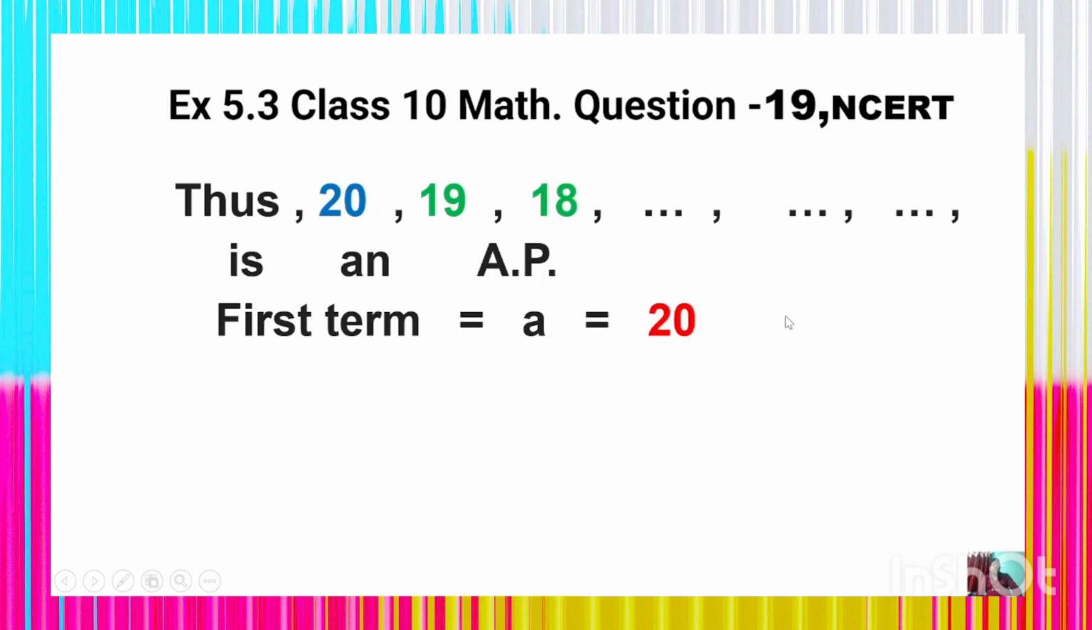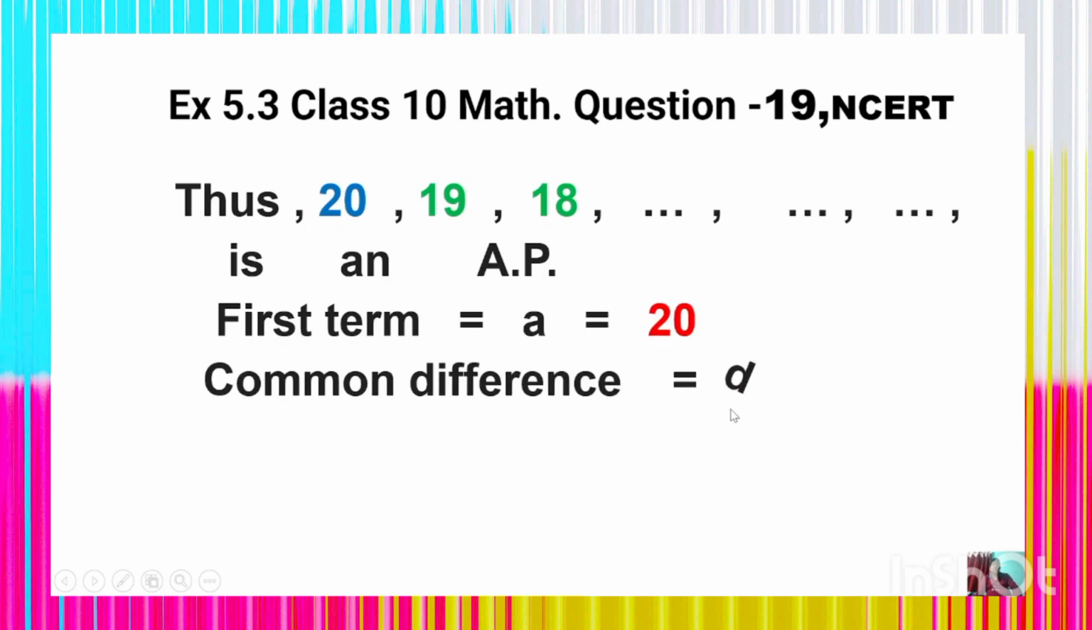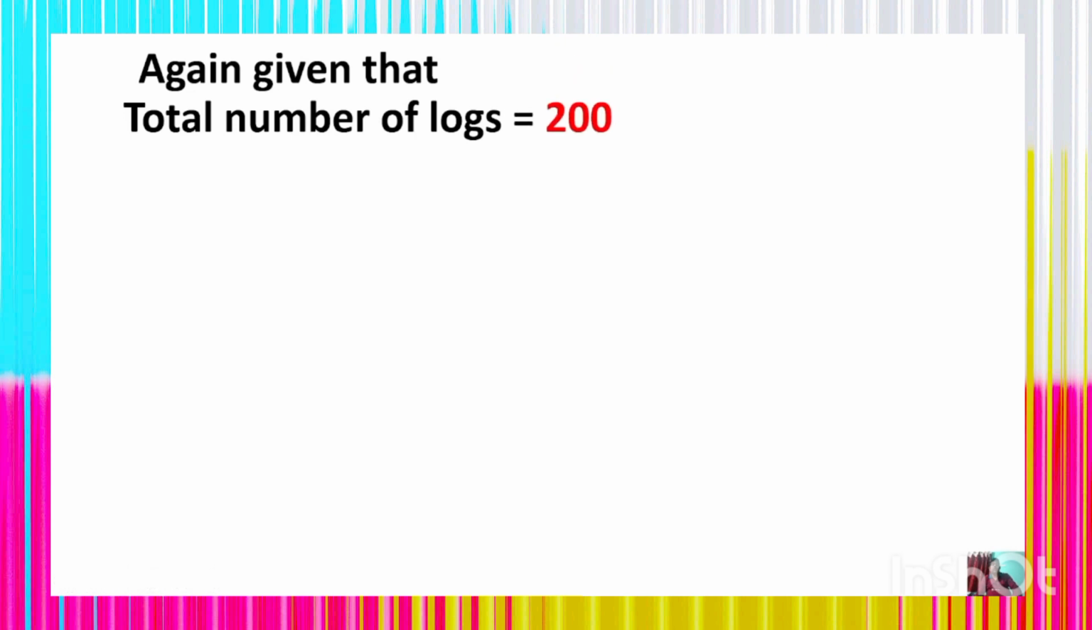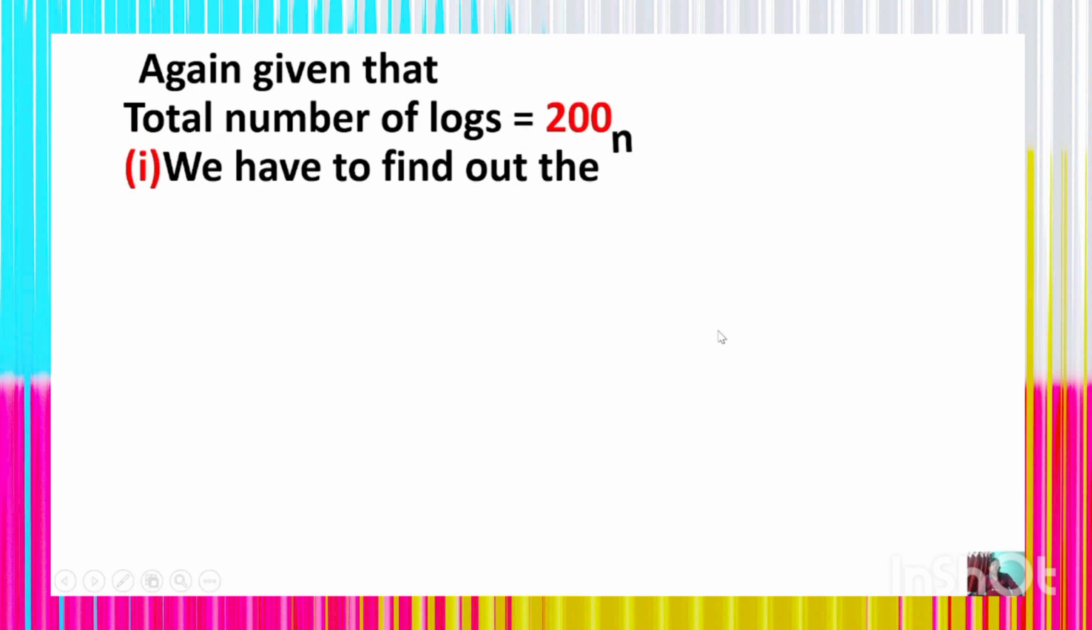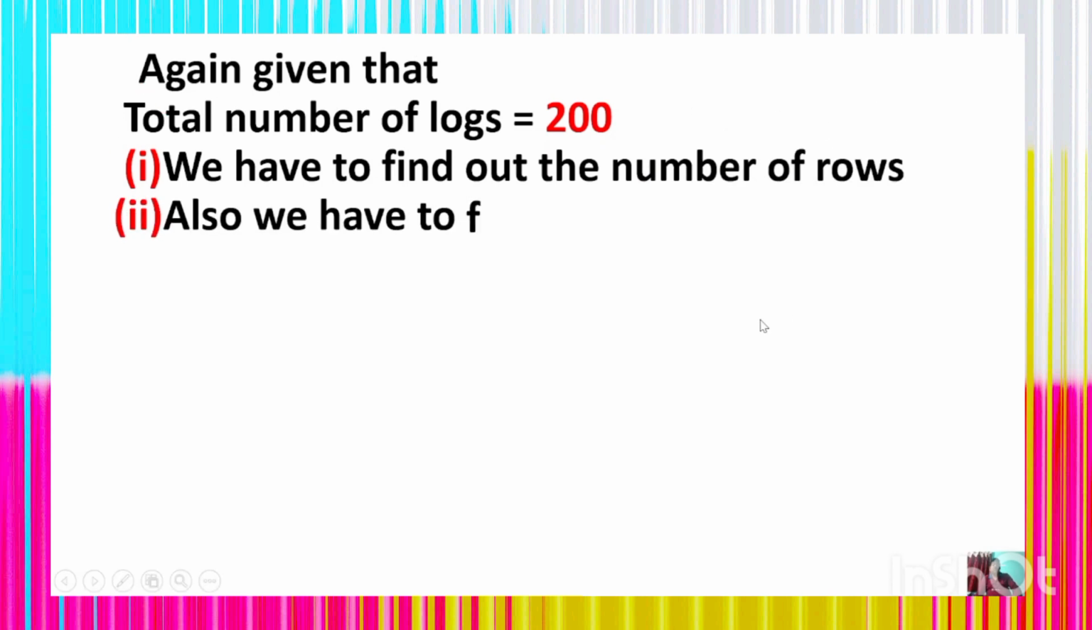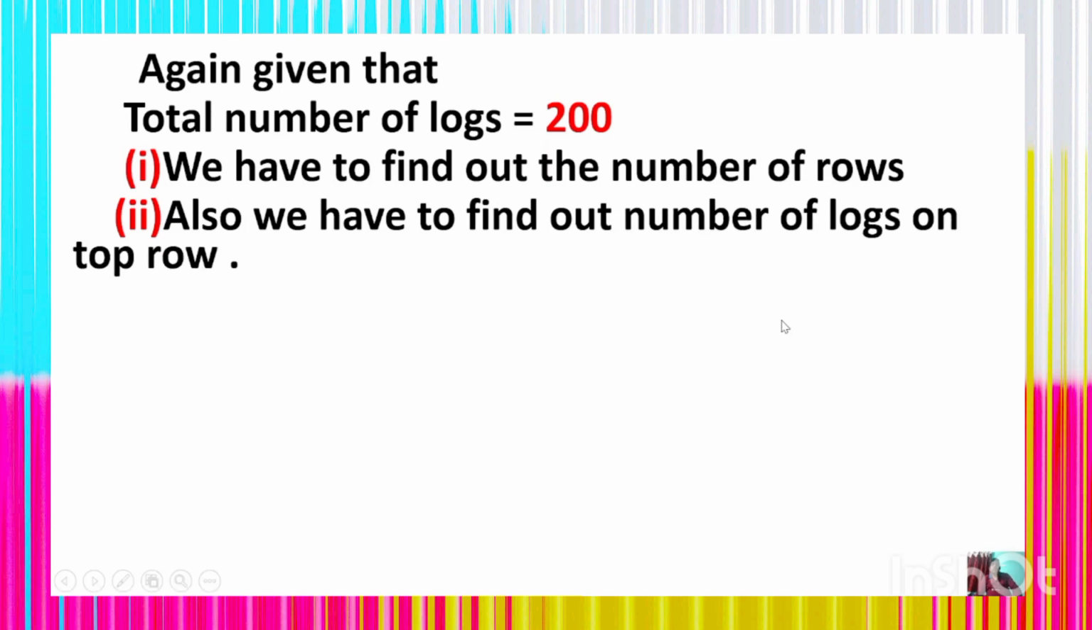The first term of the AP, a, is equal to 20. The common difference d is equal to 19 minus 20, which is minus 1. Again, given that the total number of logs is 200, you have to find out the total number of rows. Second point, you have to find out the total number of logs on the top row.